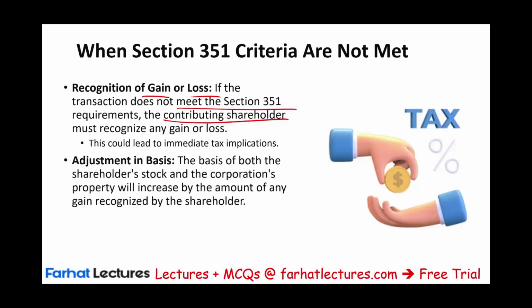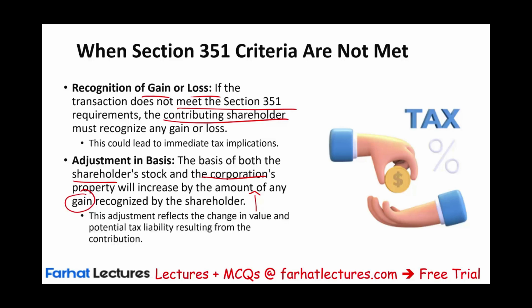Adjustment in the basis of both the shareholder and the corporation will increase by the amount of any gain recognized by the shareholder. So if the shareholder recognizes any gain, it's going to increase their basis, which is good. It means in the future they don't have to be taxed on that amount. Because once the gain is taxed, it gets added to your basis. This adjustment reflects the change in the value of and potential tax liabilities resulting from the contribution.